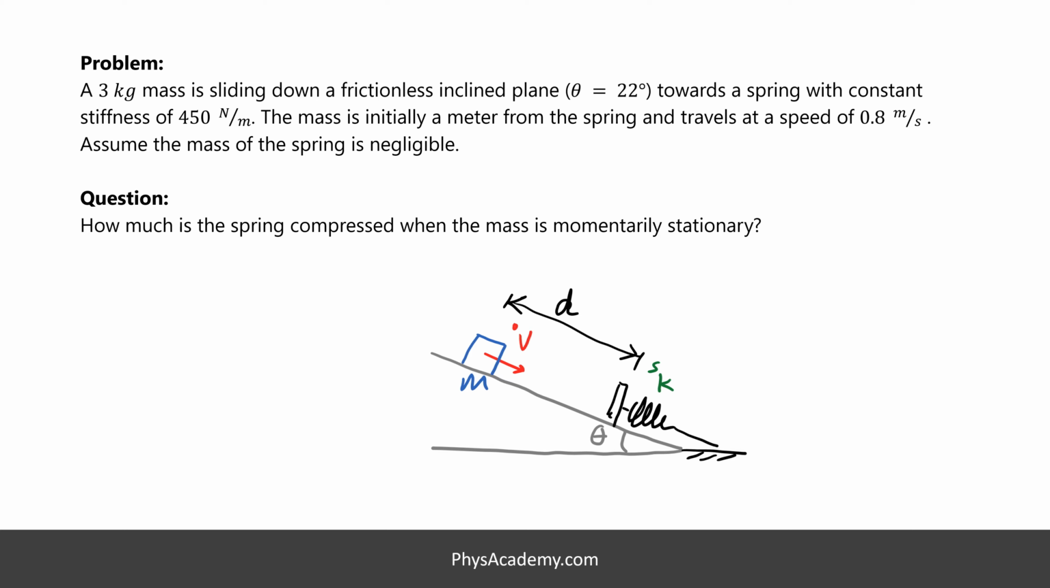A 3 kg mass is sliding down a frictionless inclined plane, theta. The angle of this inclined plane is 22 degrees, towards a spring with constant stiffness of 450 newtons per meter. The mass is initially a meter from the spring and travels at a speed of 0.8 meters per second. Assume the mass of the spring is negligible.